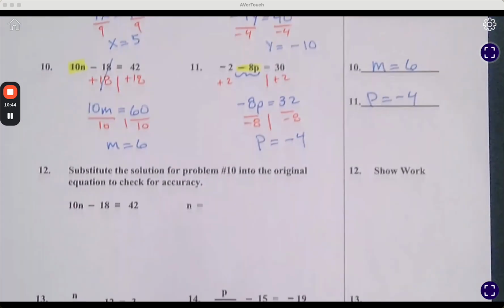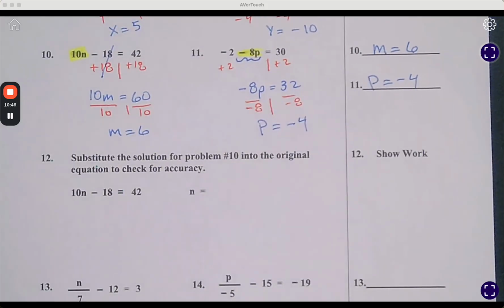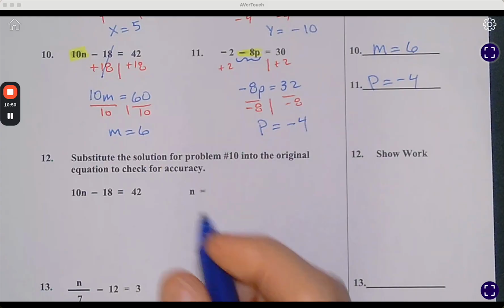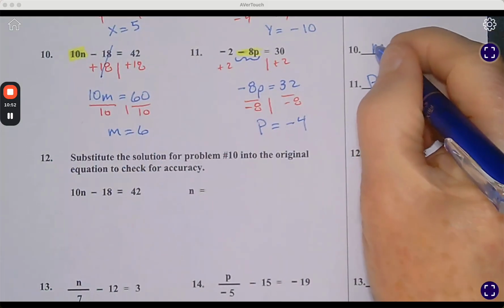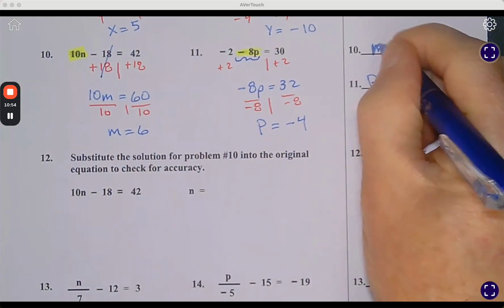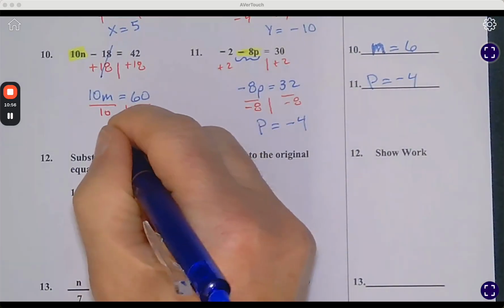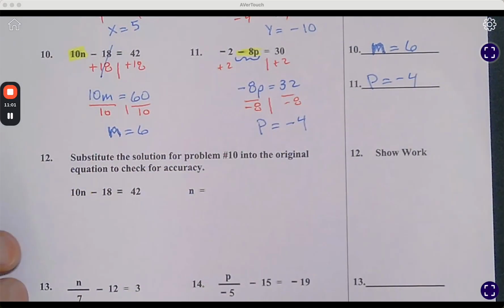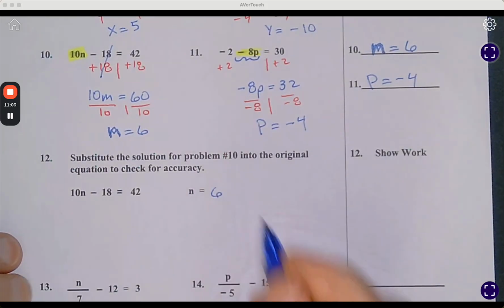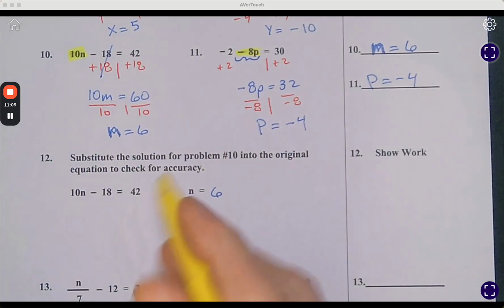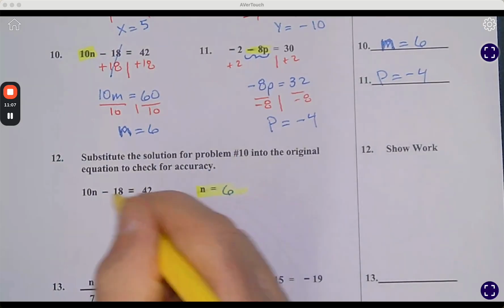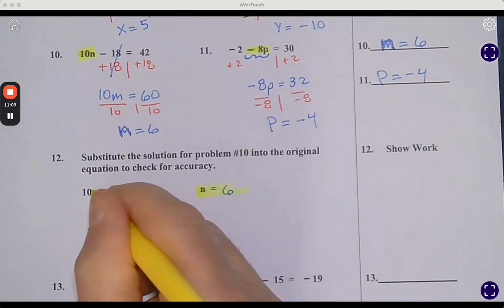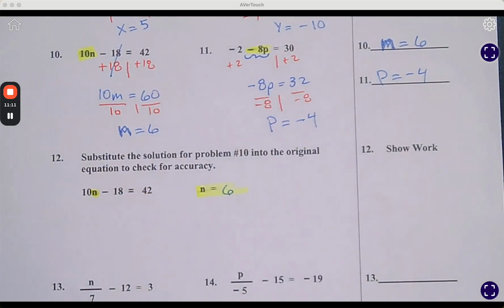Let's check problem number 10 for accuracy, can we? Okay, so notice in problem 10, I called that M. Man, I need to get another prescription on my glasses, I think. All right, so that is an N. So N is 6, right? Yeah. So I'm going to take that N equals 6, and I'm going to substitute it in right there.